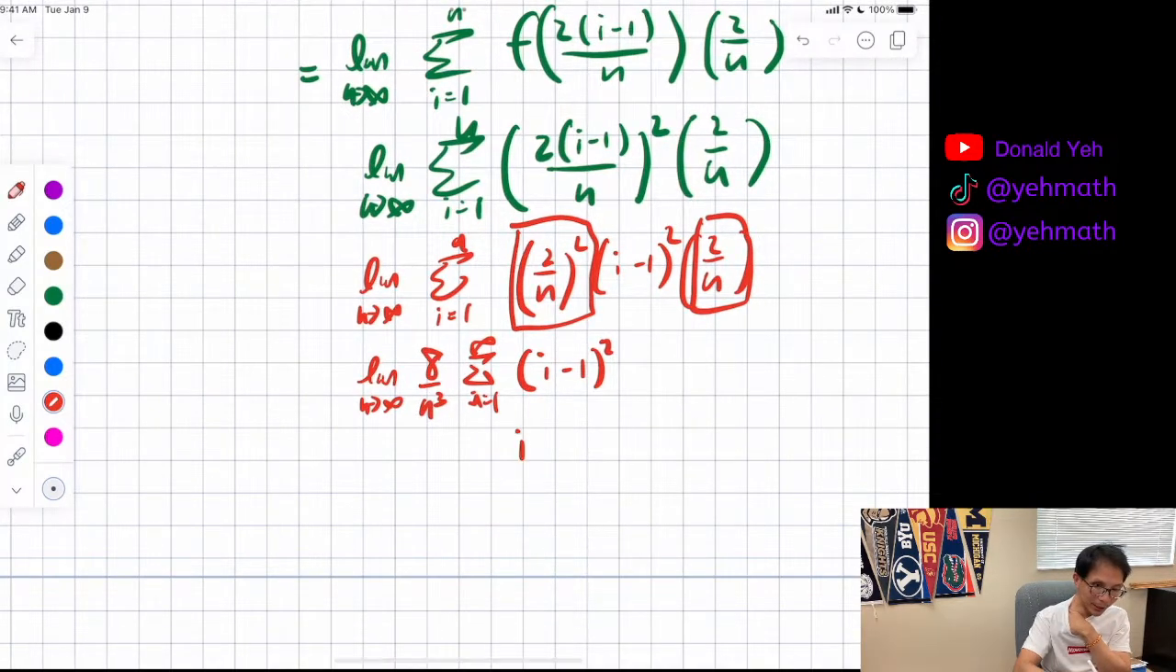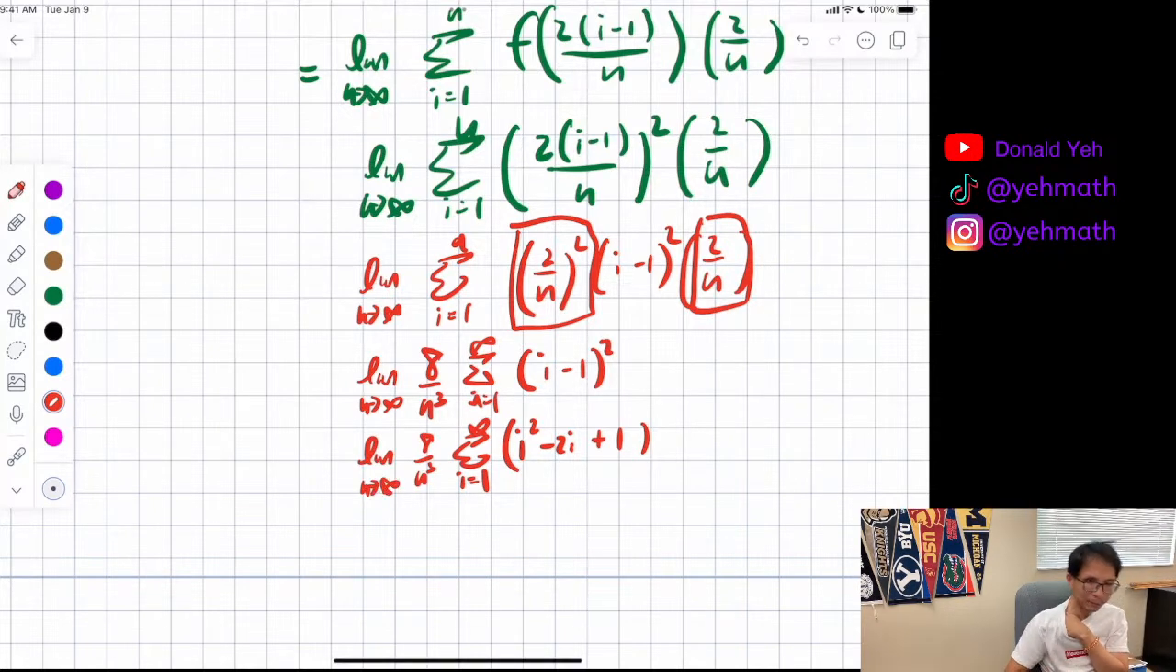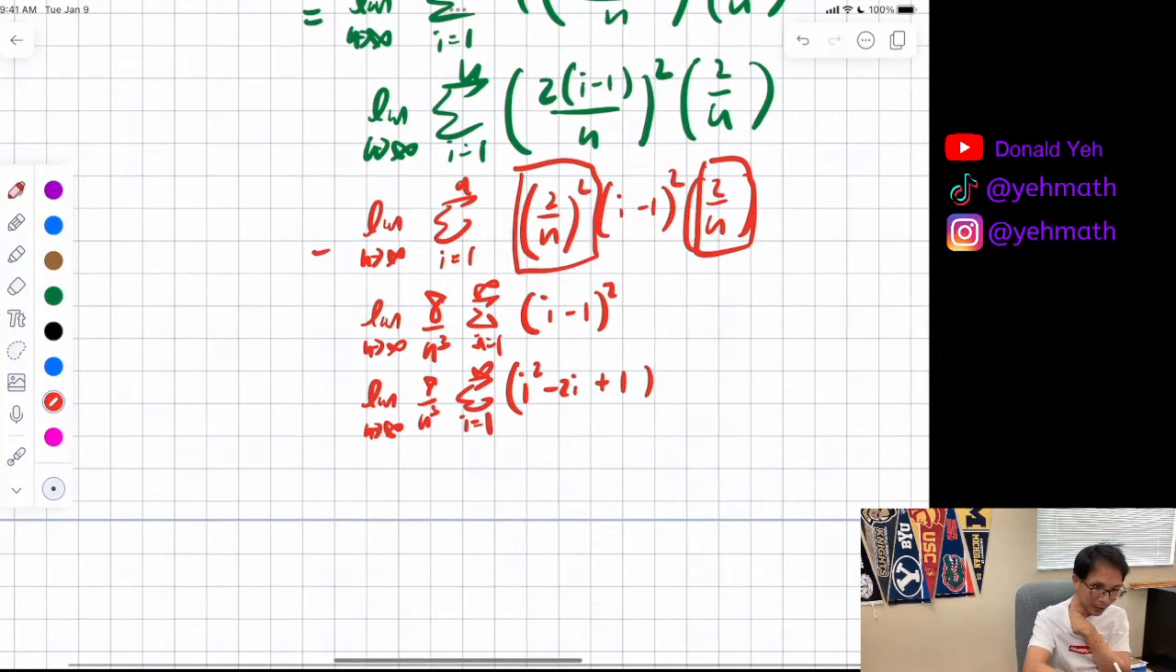I can expand this, so it's i squared minus 2i plus 1, right? The summation of i equal to 1 to infinity of 8 over n cubed, limit as n approaches infinity. Now I'm kind of going to be cheating here, because I want to be lazy. I'm going to write as much as I can, but I'm also going to be lazy at the same time.